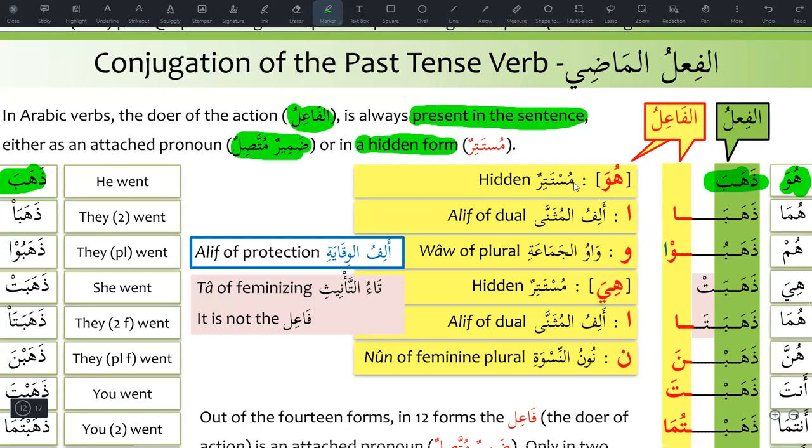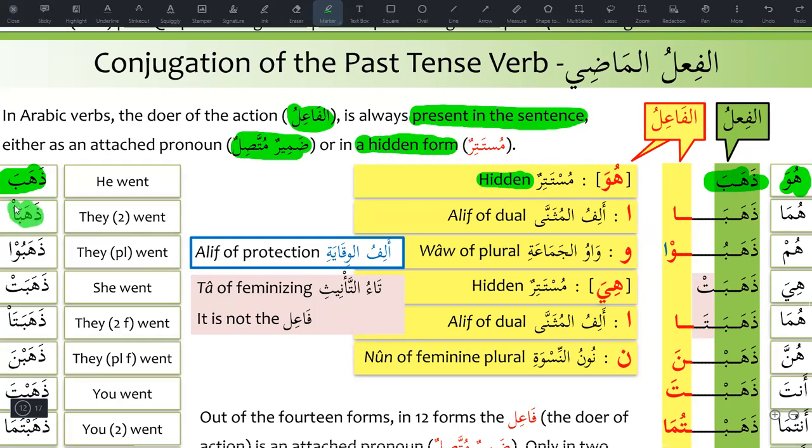Huwa is hidden, mustatirun. We don't write huwa. This is only for your explanation. Zahaba, so huwa is already in zahaba. Huwa is mustatirun, hidden. Then zahaba.